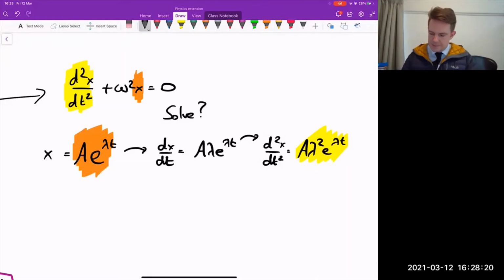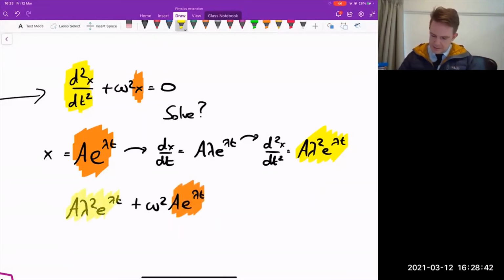So look what happens if I substitute those in. I get a lambda squared e to the lambda t plus omega squared a e to the lambda t. So I've just substituted in these expressions to rewrite the equation. You can see something happening here, because you've got a 0 on this side, so you can cross the a off, and you can cross the e lambda t off. So you've got lambda squared plus omega squared equals 0.